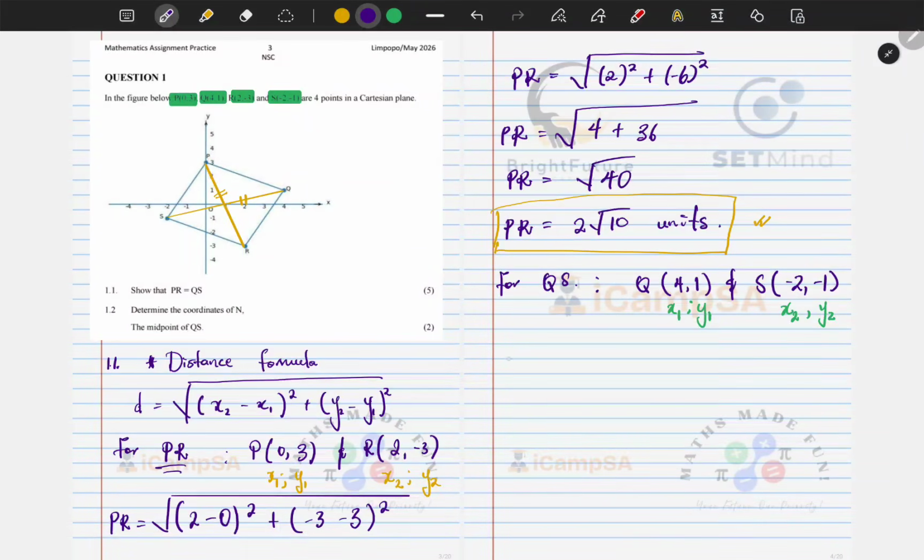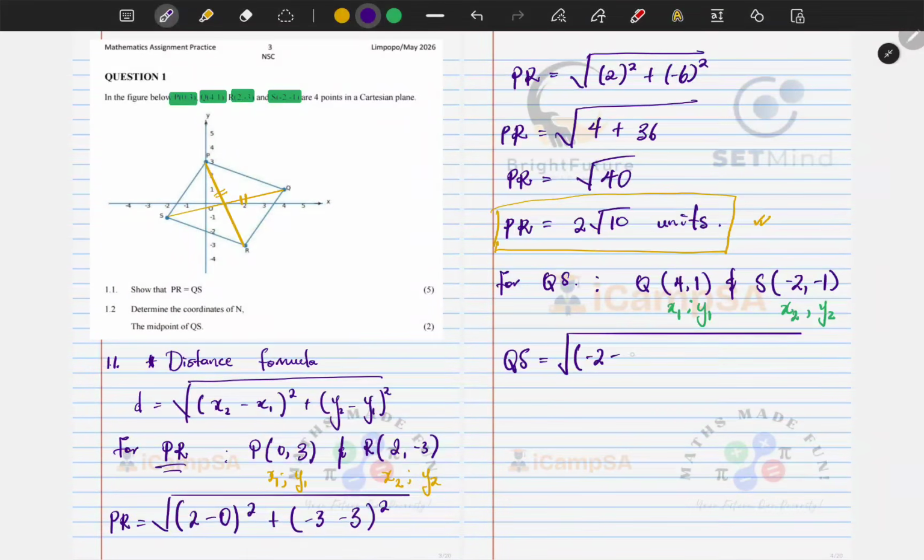So now let's find QS. Remember, we are still using the distance formula, right? So what's our x2? x2 is -2 minus x1, which is 4, so -4 squared, plus -1 squared.